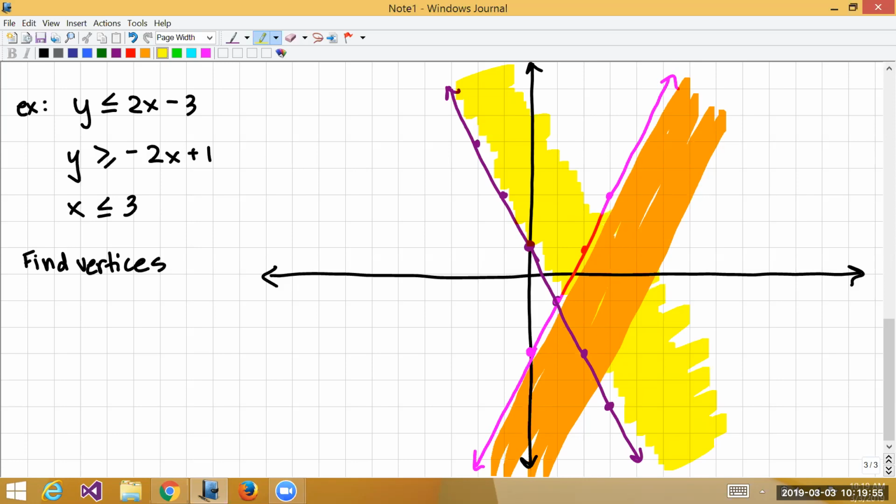Probably should have used a darker color so we could see the overlap, but that's okay. Now, x is less than or equal to 3. So we see, remember, anytime you have a linear equation that only has a variable x, that will make it a vertical line. So we want a vertical line through 3. And we want to include the line, so it'll be solid. So 1, 2, 3.